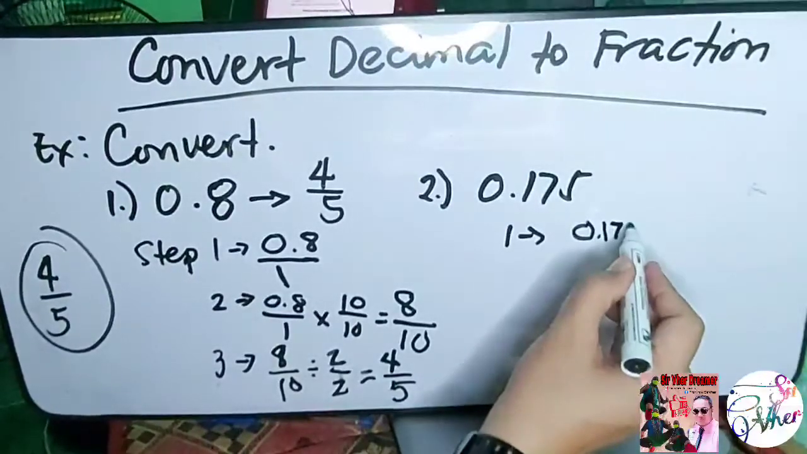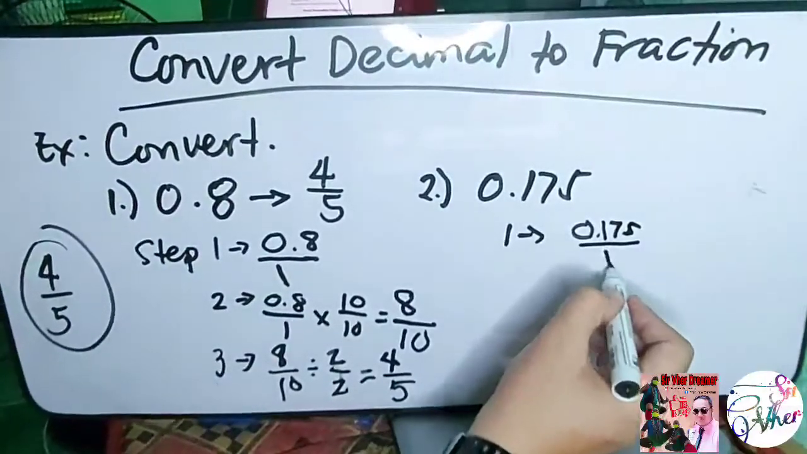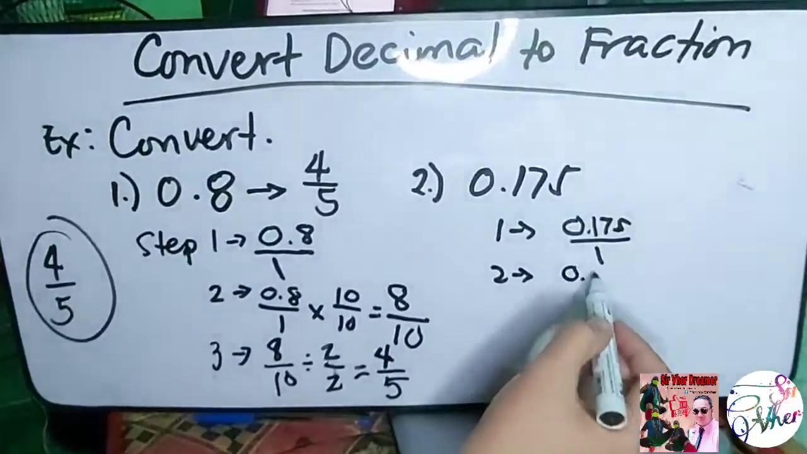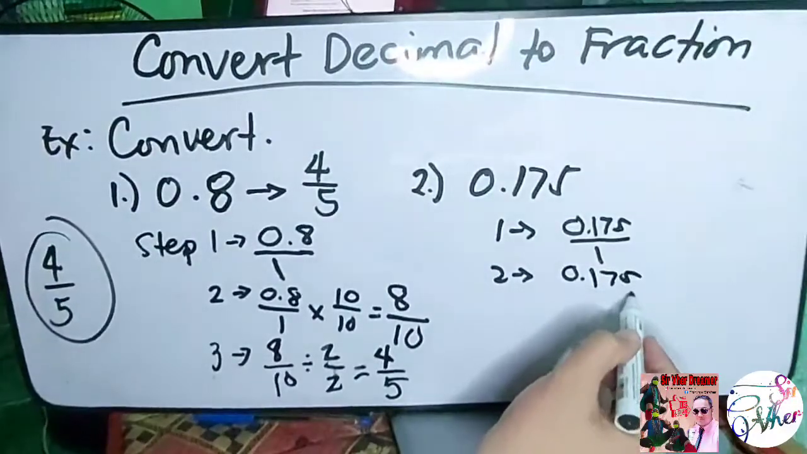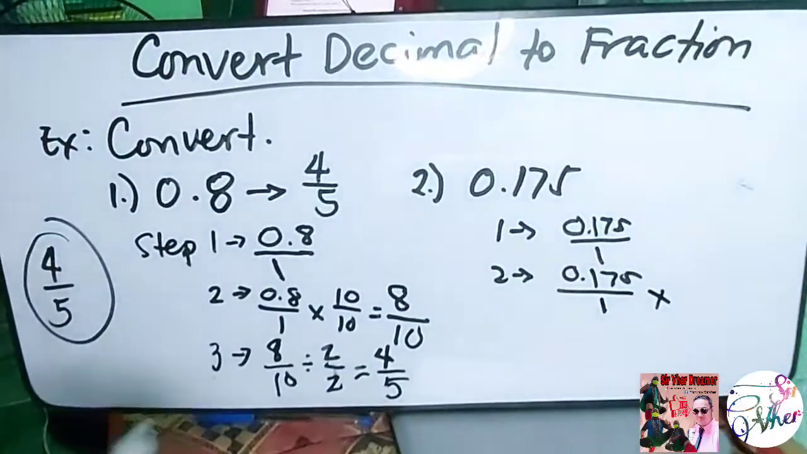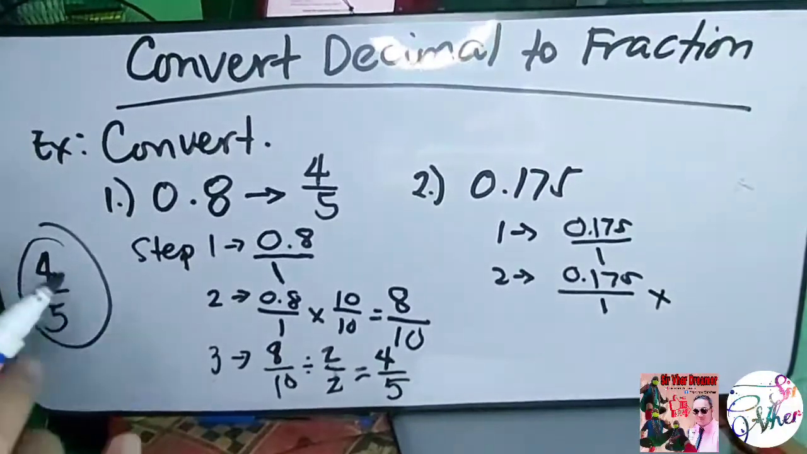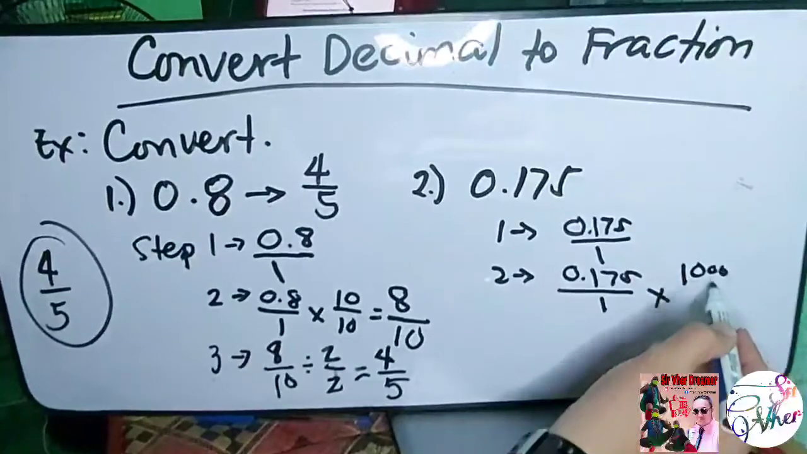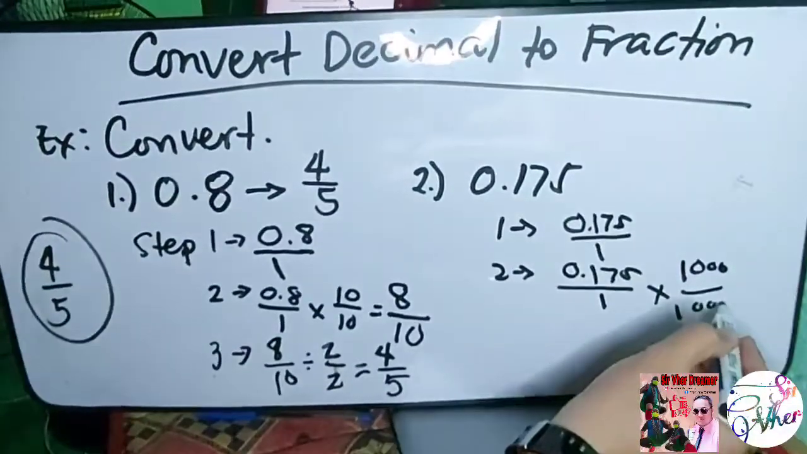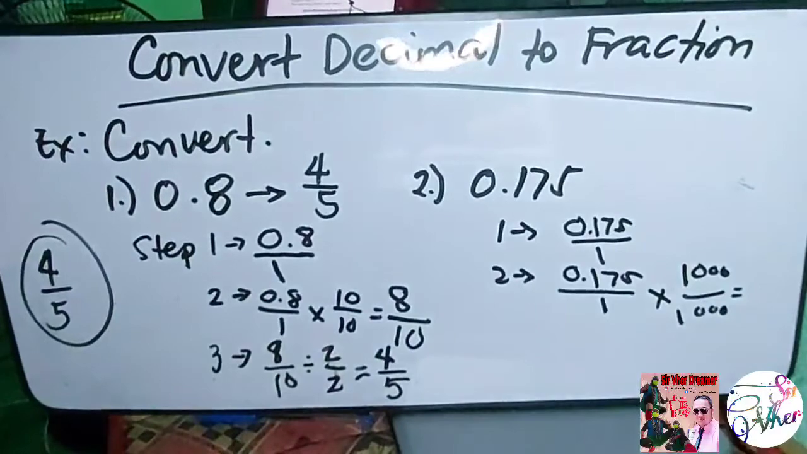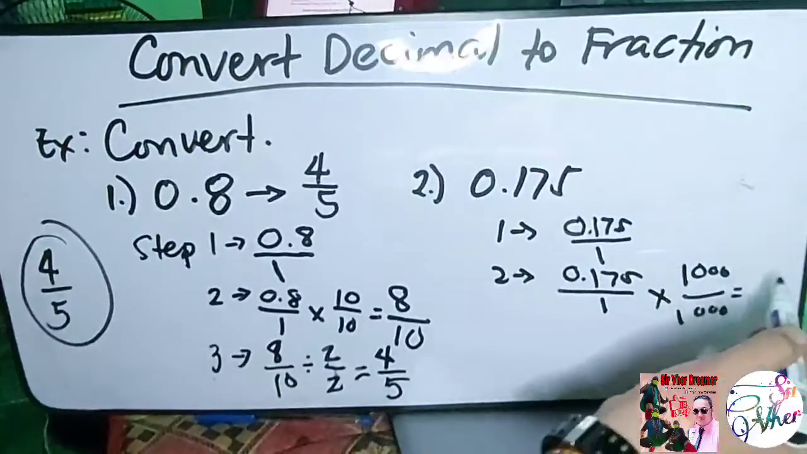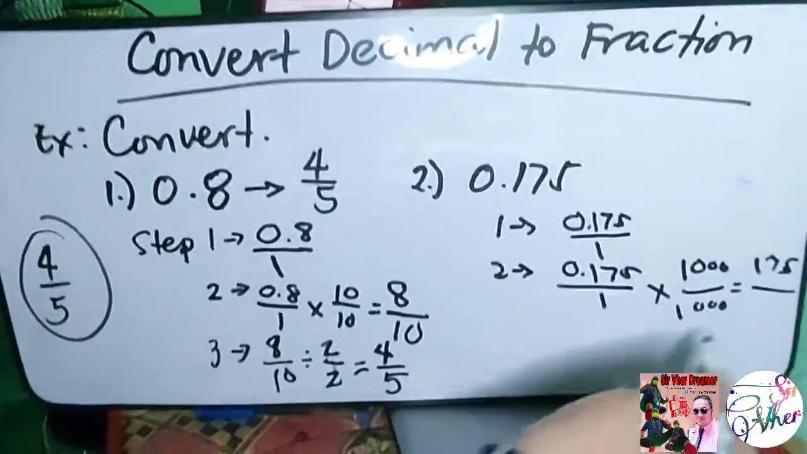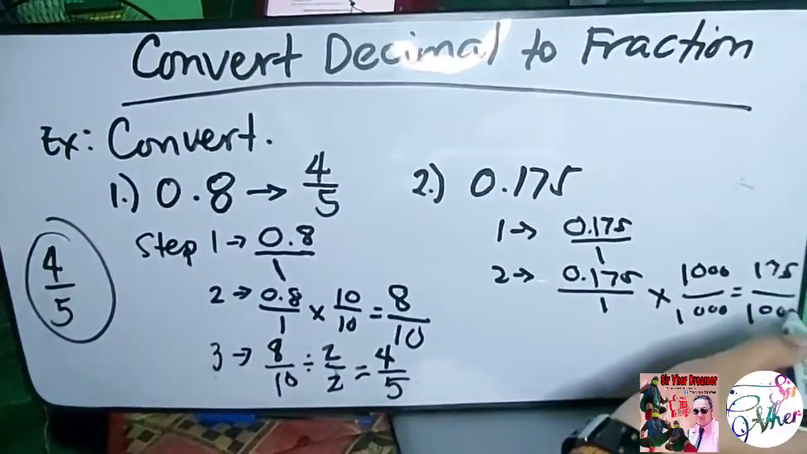Step 1, 0.175 over 1. Step 2, multiply by the place value. What is the place value? Thousands. Very good. So we're going to multiply by 1,000. So what is our answer? 0.175 times 1,000 is 175. And 1 times 1,000 is 1,000.